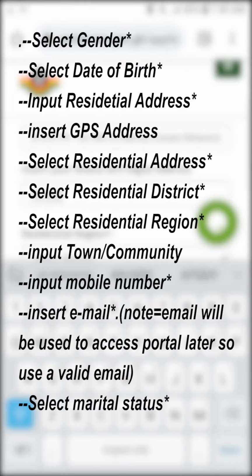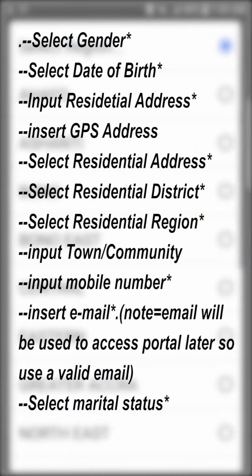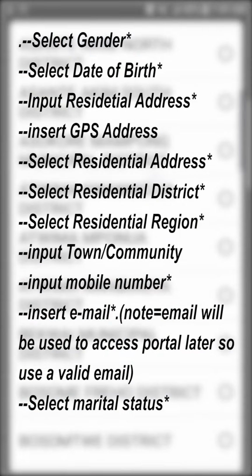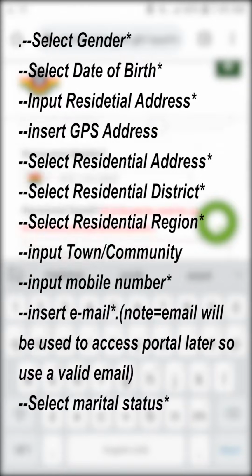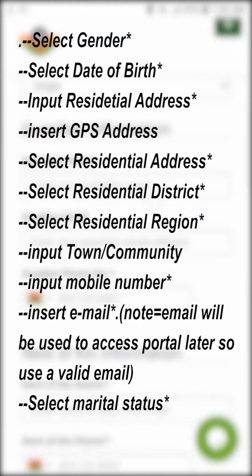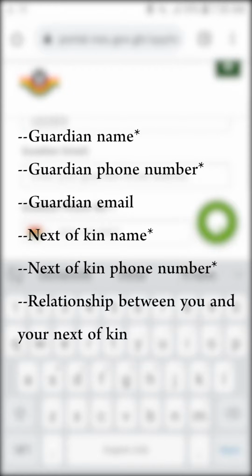All you need to do is to select your gender, select your date of birth, type in your residential address, type in your GPS address if you have any, select residential district, you select residential region, town and community, your mobile number, your marital status and others. Please make sure you use a valid email account because that email account will be your user ID.